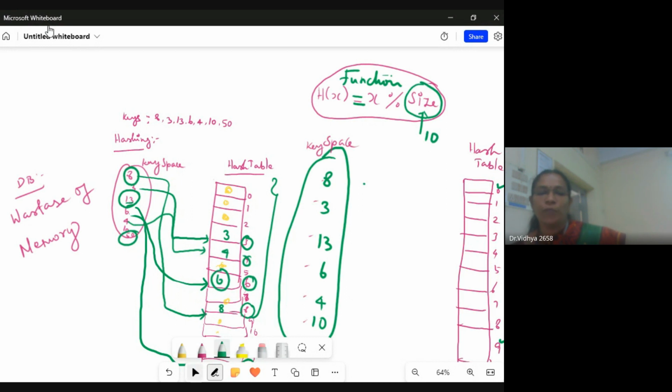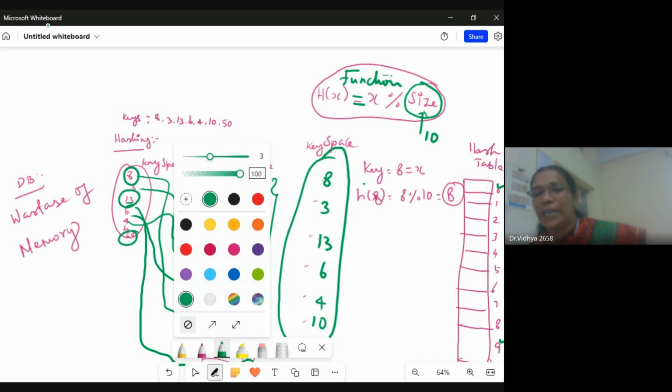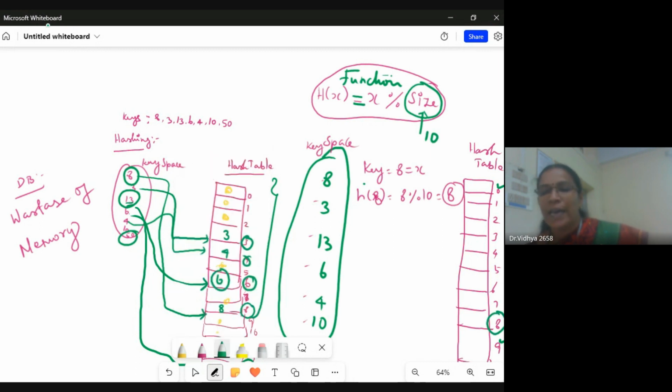Suppose I want to place the element 8. What I am supposed to do is consider the key as 8, which means this is x. Then I need to compute the hash function h(x), or h(8), equal to 8 modulo division 10. So what is the value of 8 modulo division 10? Obviously 8. So the element 8 will be placed at the location where we have index 8. Element 8 will be placed in this location. Are you all clear about this?